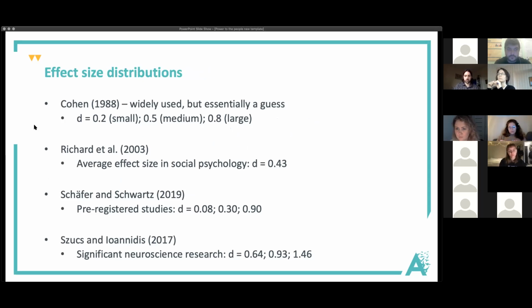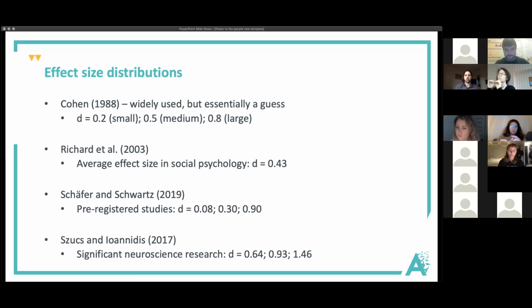Everyone knows Cohen's guidelines, so 0.2, 0.5, 0.8. They're used all over, but they are essentially Jacob Cohen guessing. They sometimes don't apply very well to different areas, yet everyone uses them as rules of thumb everywhere. I kind of use 0.5 as my own, going from the examples, usually because of this next example.